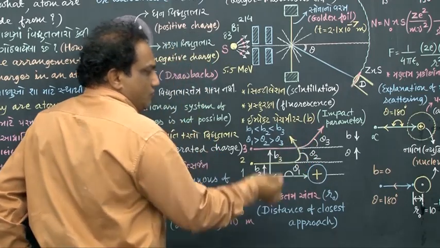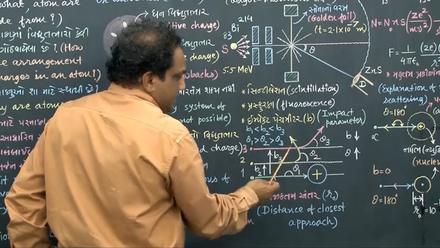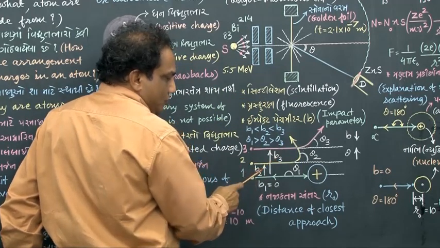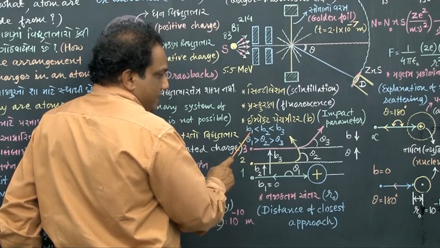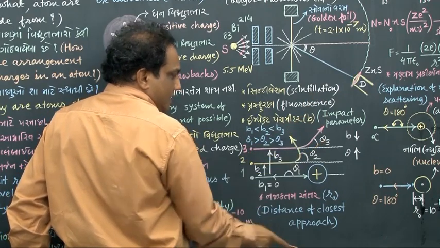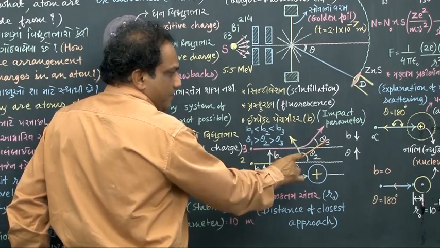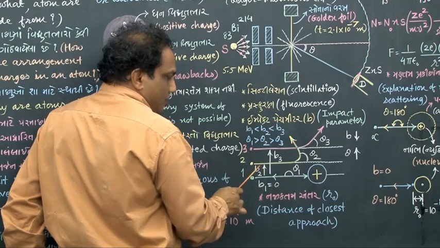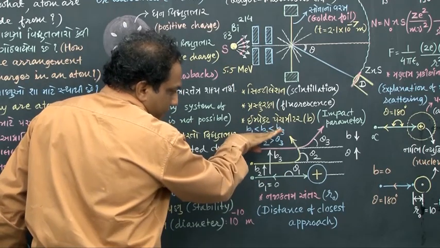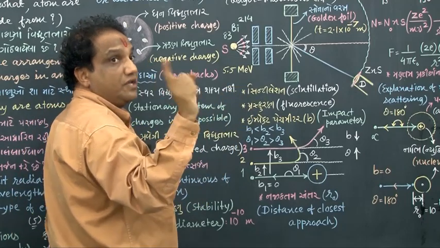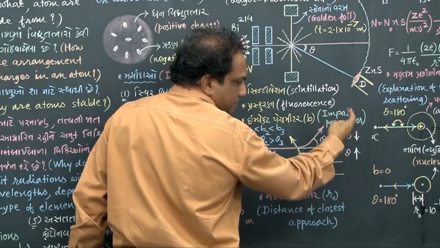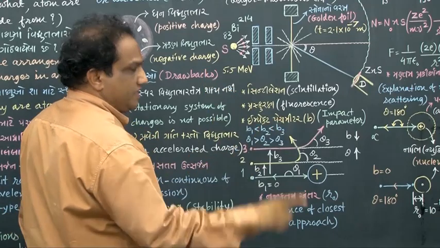This angle is less. So what have we noticed in the figure? That as impact parameter decreases, the angle of scattering goes on increasing. Compared to B3, B2 is less. Compared to B2, B1 is less. B1 is less than B2, less than B3. When it was B3, theta 3 was minimum. Compared to theta 3, theta 2 is more. Compared to theta 2, theta 1 is more. I mean to say, as impact parameter decreases, the angle of scattering goes on increasing. That's what I have written here. As the value of b decreases, the angle of scattering goes on increasing. Fine.